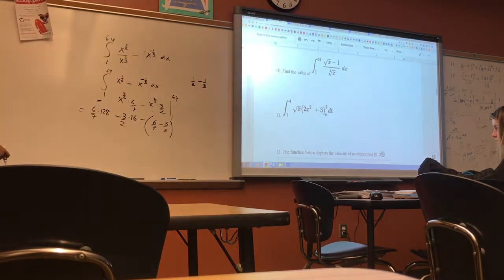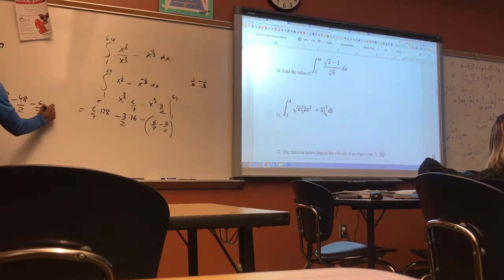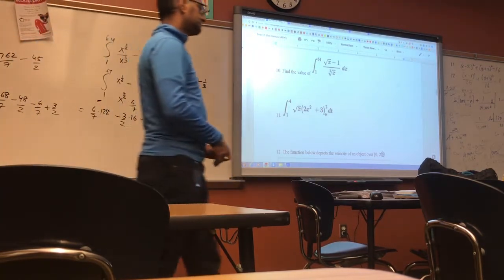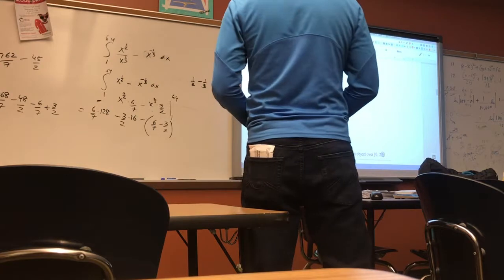Open this up carefully. 128 times 6. 720, 48, 768. Okay, over 7. 48 over 2, I'll leave the 2 alone. Minus 6/7 plus 3 halves. Is that 762 sevenths minus 45 halves? Just do the arithmetic carefully.